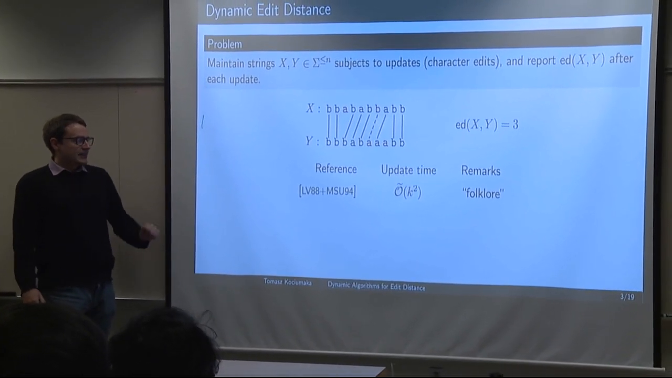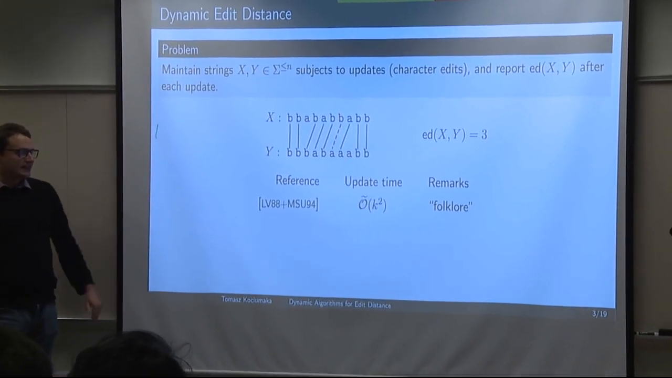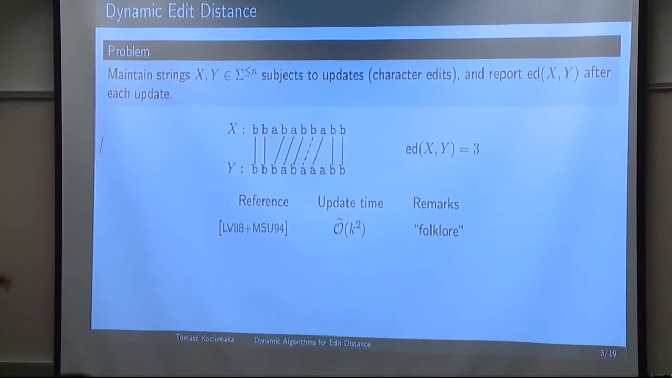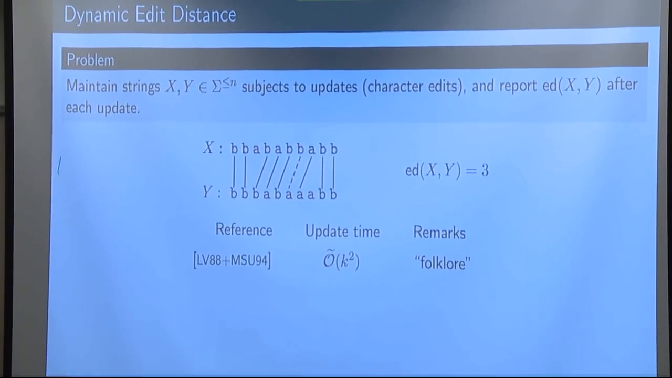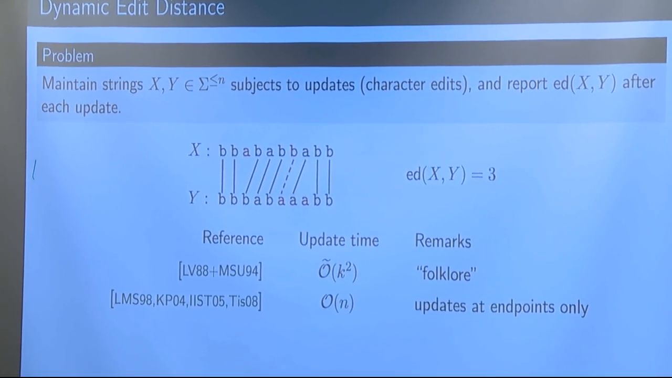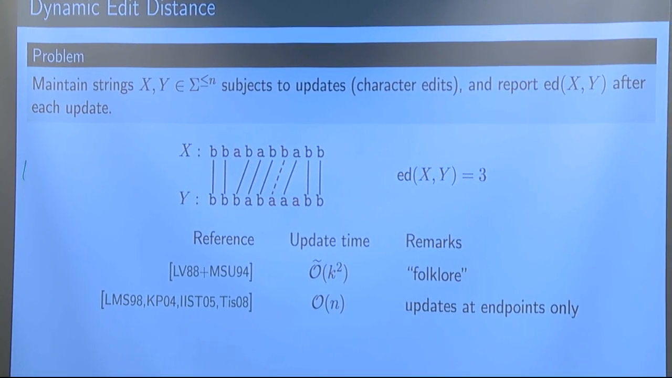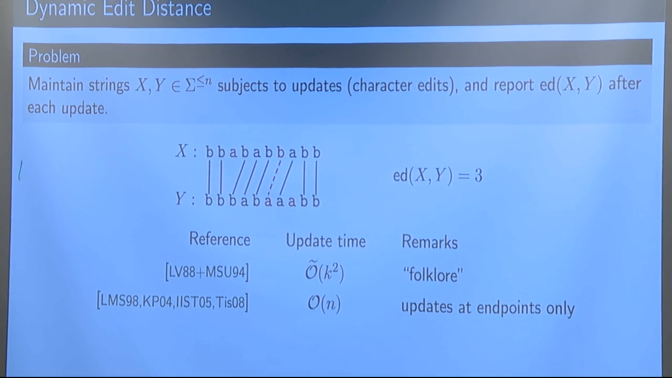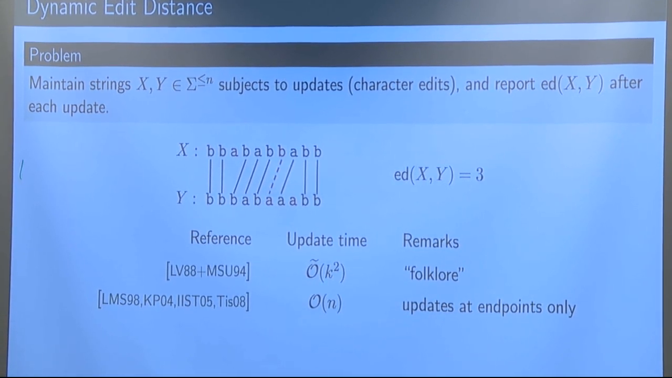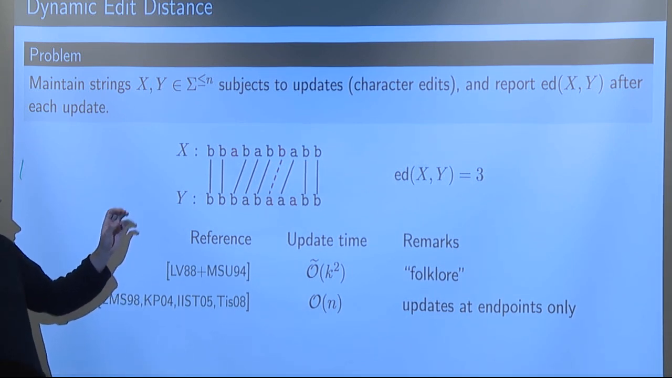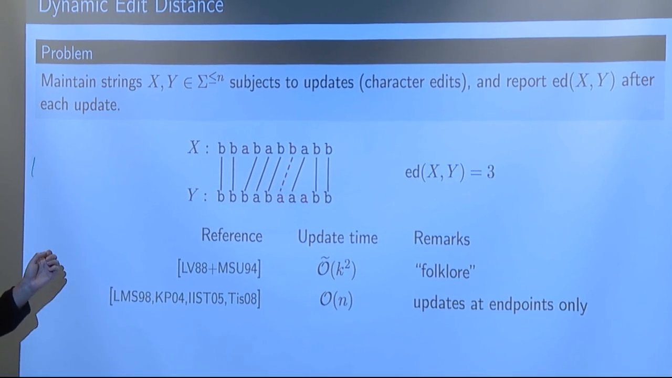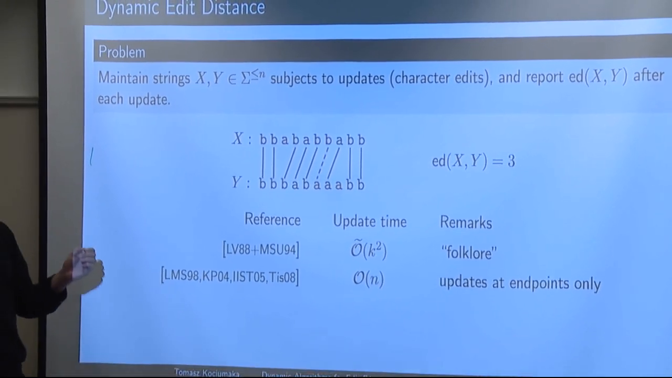So I'm not aware of any paper from the 90s explicitly stating this result, but it's followed by an easy combination. I will show this algorithm in a few minutes. Then there was a fairly long line of work on updates only happening at the endpoints of the two strings. Initially, these were incremental or online algorithms which just allowed appending characters to the end. But then, after a series of works, Vishkin showed that you can actually append and prepend characters, and remove characters from either endpoint of either string.